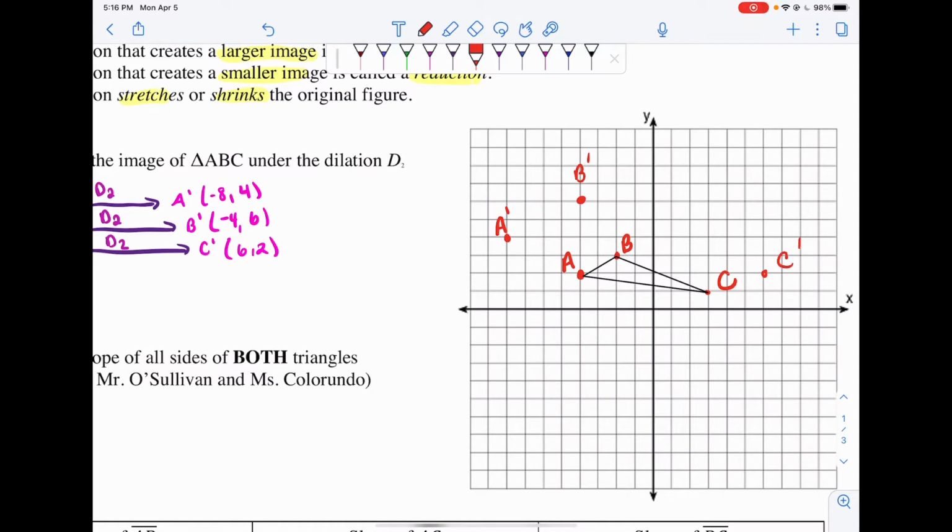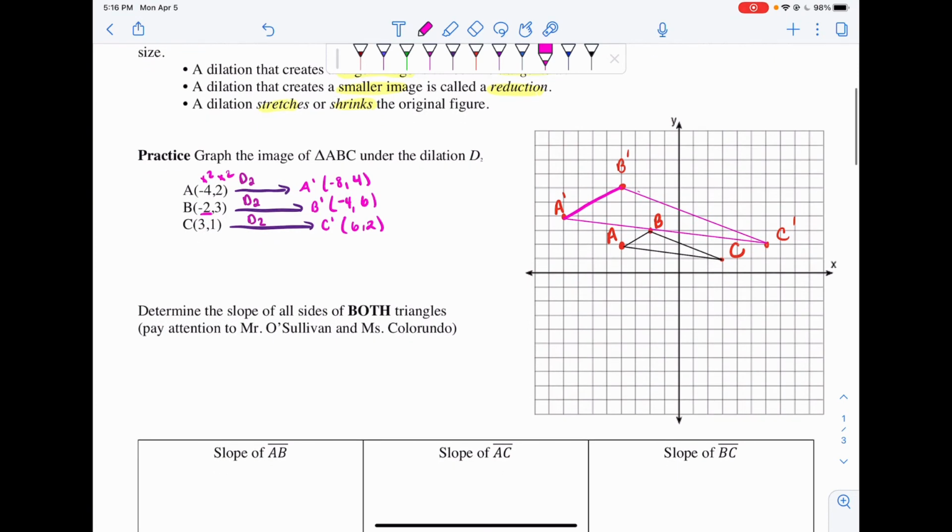And that's C prime. Now what I'm going to do is I'm going to connect those with a nice pink line. Good. And good. And that's my triangle. So I start with a triangle and I end with a triangle.